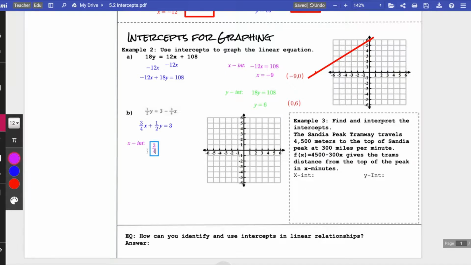Remember, in this case, this is where I'm taking the x piece and setting it equal to 0. So I got 3 over 4 x equals 3. Now, to get rid of the fraction, I'm going to multiply by 4 first. So when I do that, I get 3x equals 4 times 3, which is 12. Again, I just multiplied by 4 to get rid of the fraction part. And then now I can divide by 3. So x is equal to 4.